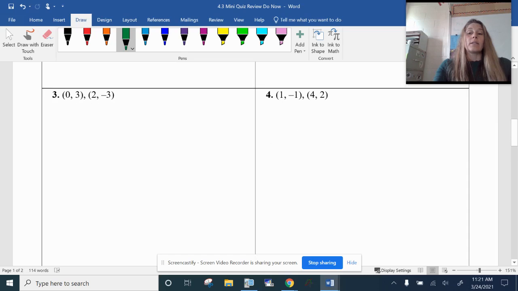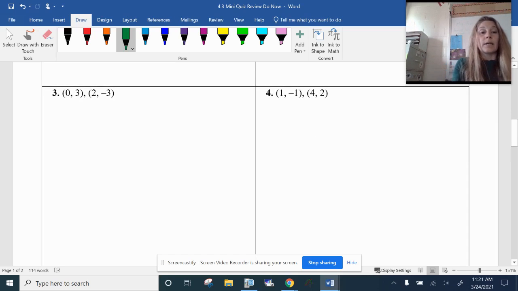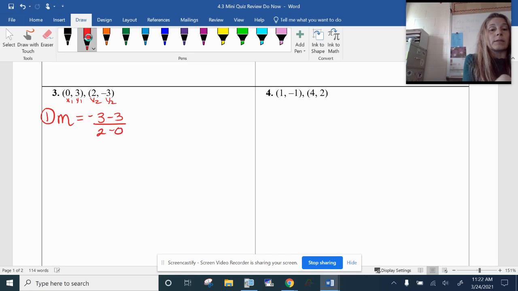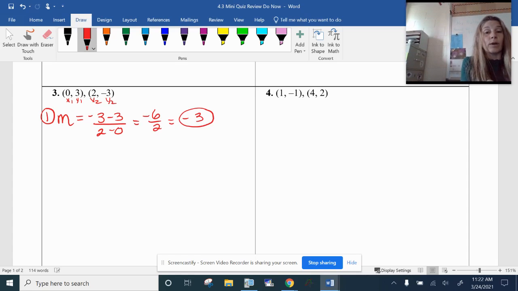All right, so now on the next two examples, this time we're going to have to do a little bit of work for that first step of finding the slope. Okay, so if I have x1, y1, x2, y2, I'm going to do negative 3 minus 3, and then 2 minus 0. That gives me negative 6 over 2, which simplifies to negative 3.